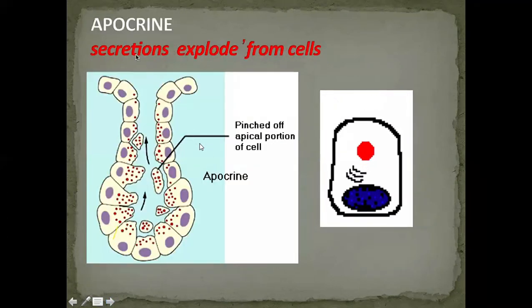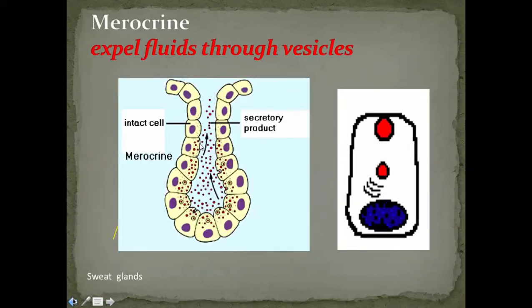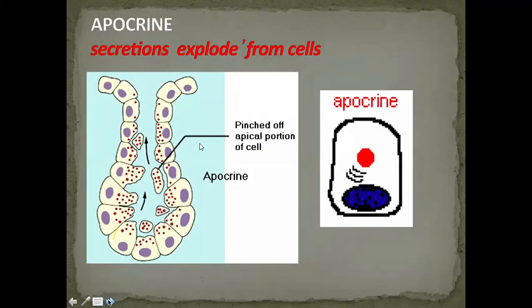How about apocrine? Pag apocrine naman, yan, they pinch off the apical portion. Kasama, may part ng cytoplasm na kasama or part ng cell na kasama. So compared sa kanina, wala. Diba? Sa merocrine, secretion lang. Pero pag apocrine, look at that, may part of the cell na mayroong kasama. Secretions explode from the cells.